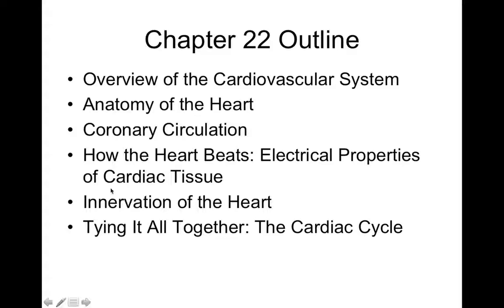We'll talk about the cardiac cycle, so how the heart beats and what happens in an individual heartbeat. Some of the innervation or nerve supply to the heart, as well as just tying it all together. So talking about the electrical events, mechanical events, all together in time. And it's just a good way to talk about the heart.